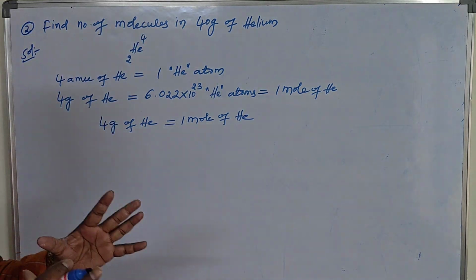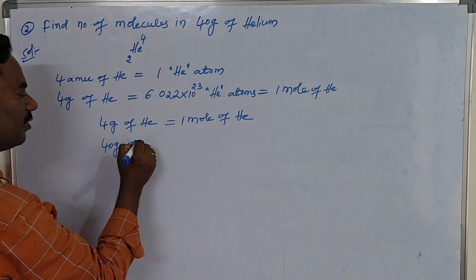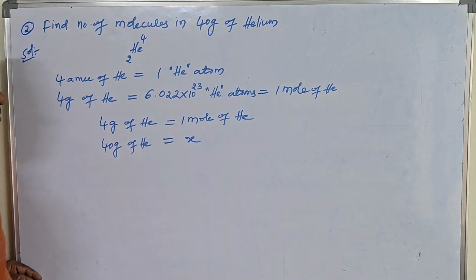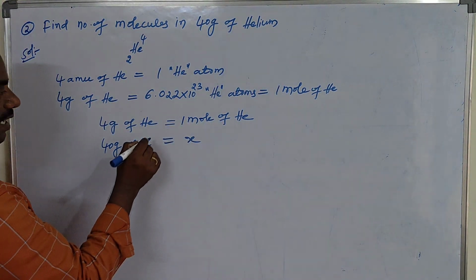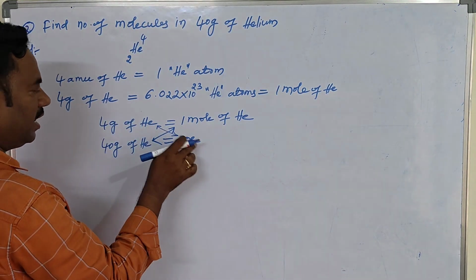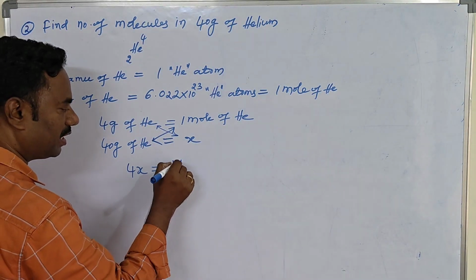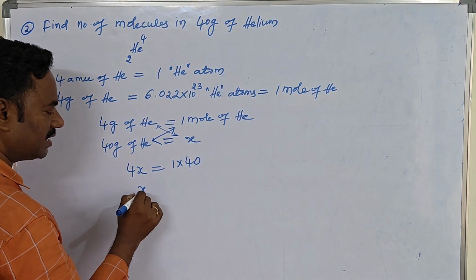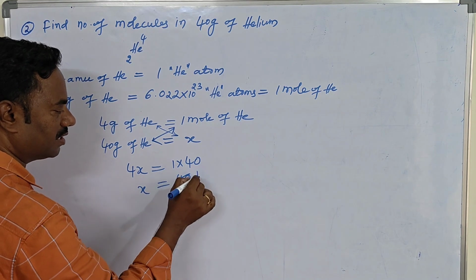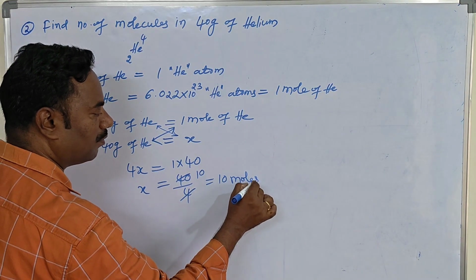But our problem data is different. 40 grams of helium is equal to how many moles? This x we need to calculate. Cross multiply. x into 4, 4x is equal to 1 into 40. Then x is equal to 40 by 4, which is 10 moles.